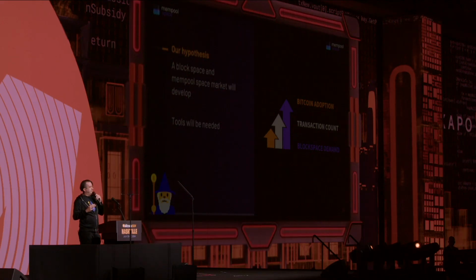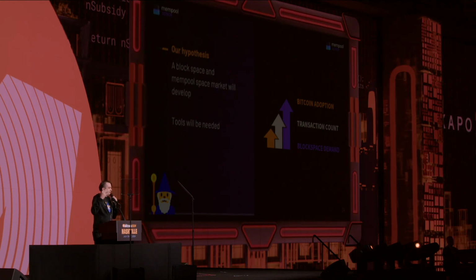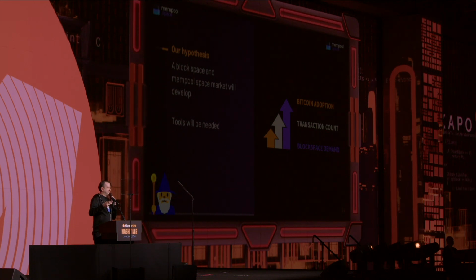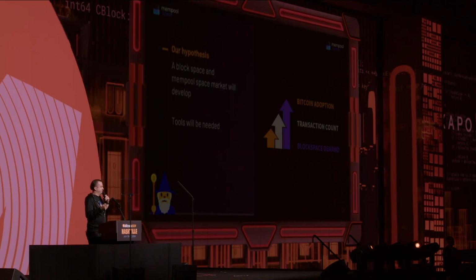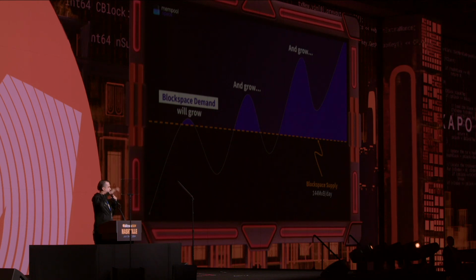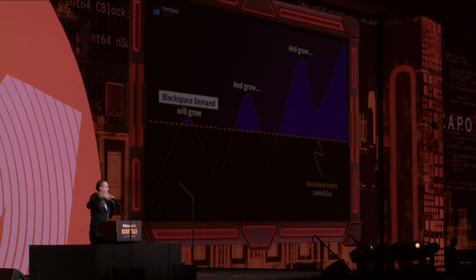So our hypothesis at the time was that we knew the block space and the mempool space market would develop. Over time, Bitcoin adoption would increase, transaction count would increase, and demand for space in Bitcoin's blockchain would increase. So we knew we needed to make some tools, and this was going to be our contribution to Bitcoin. We know that every 4-year cycle, the demand for block space will continue to rise and grow, and one day the mempool will just stop clearing altogether.